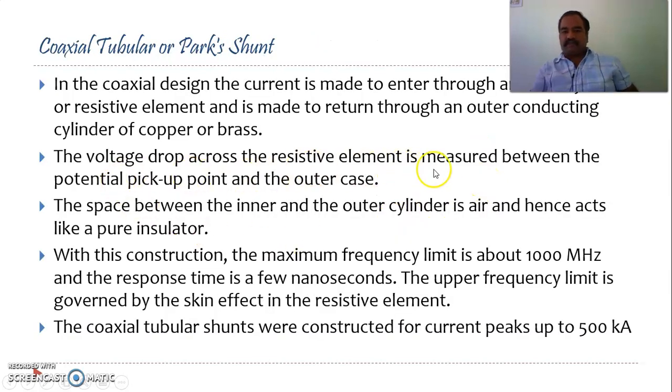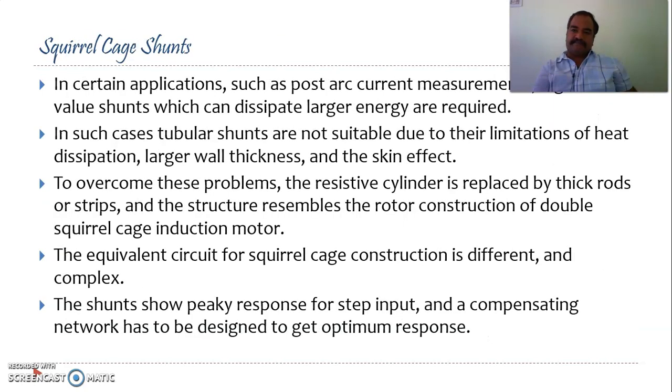So the voltage drop across a resistive element is measured between the potential pickup point and the outer case. And the space between the inner and outer cylinder is air, and hence it acts as a natural, pure insulator. So with this construction, there is a quick response of a few nanoseconds or so. We can easily measure the current, and there is a very good upper frequency limit. And these are basically employed for currents which have a peak value of somewhere around 500 kiloamperes or so. Extensively used designs, the park shunt designs, for measurement of high impulse currents.